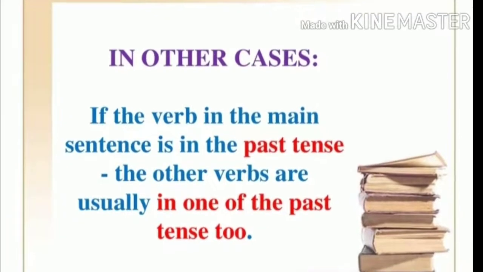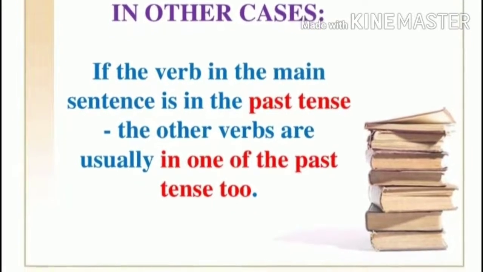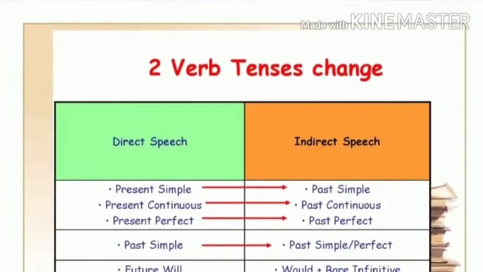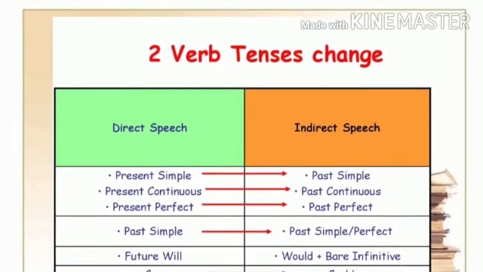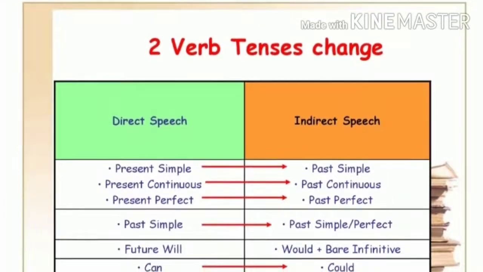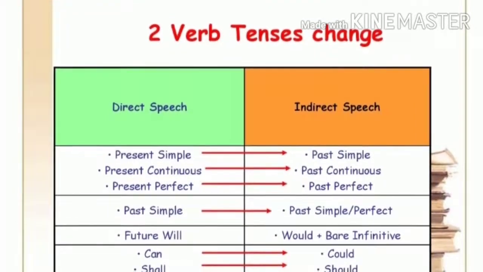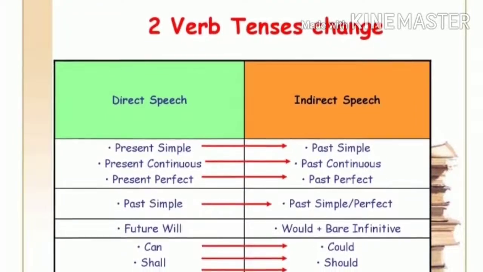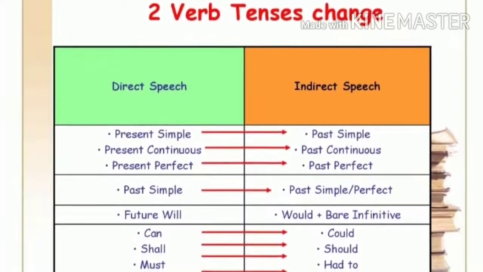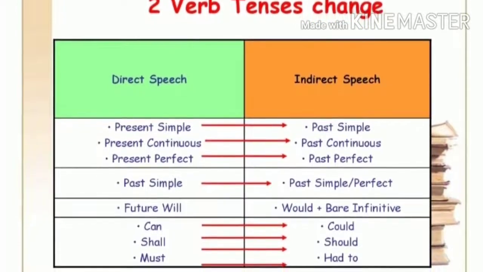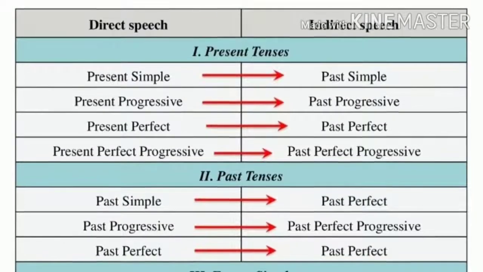Students, in other cases, if the verb in the main sentence is in the past tense, the other verbs are usually in one of the past tenses too. Alright, keep it very clear in your mind. See this table, students. Second, verb tense change. Here present simple changes to past simple. Present continuous changes to past continuous in indirect speech. Present perfect changes to past perfect. Right? Past simple in your indirect speech, if it is given, will be past perfect. Right? Future will change to would plus bare infinitive. Alright? And modal verbs: can will change to could, shall will change to should, must will change to had to. Alright? See this table, students. Once again have a look.